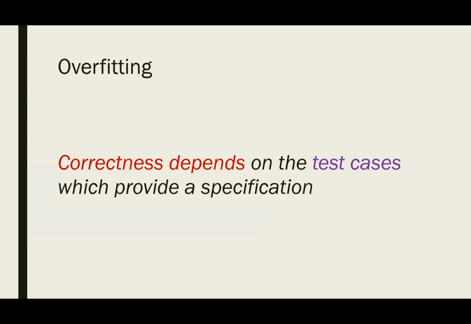So there's been a lot of work on this idea of overfitting. Overfitting really means that correctness is going to depend on our test cases, and our test cases in these environments provide our specification. So we're always concerned that if our test cases aren't complete, we may have partial functionality. We may overfit our solution so that it works in some environments and not others. This has been a very big issue in the whole automated program repair and GI community, and so I want to bring that up.